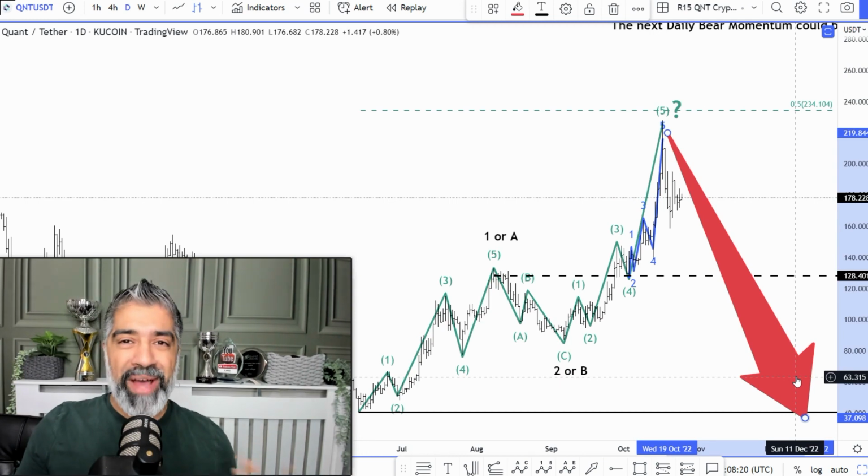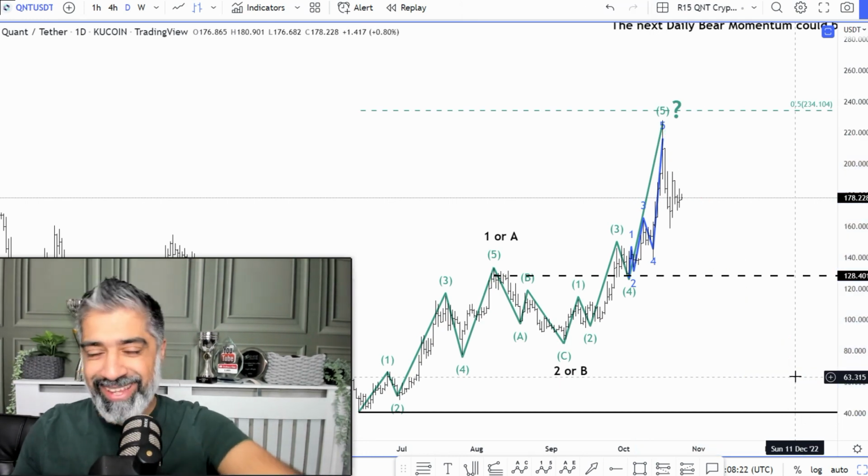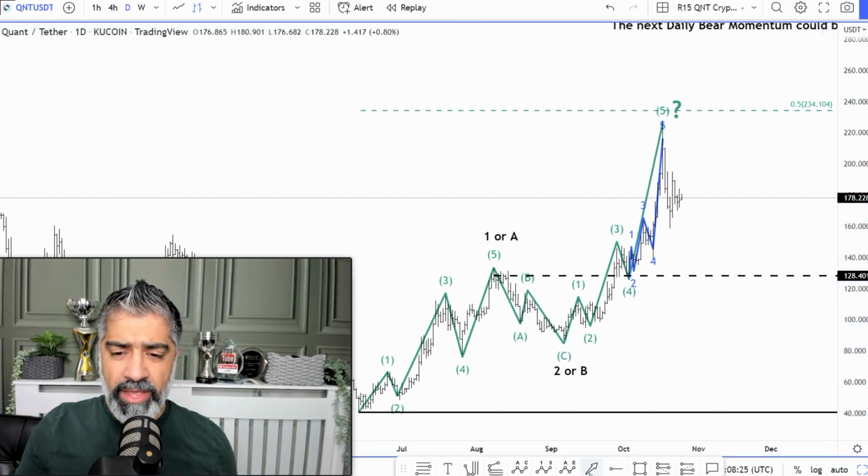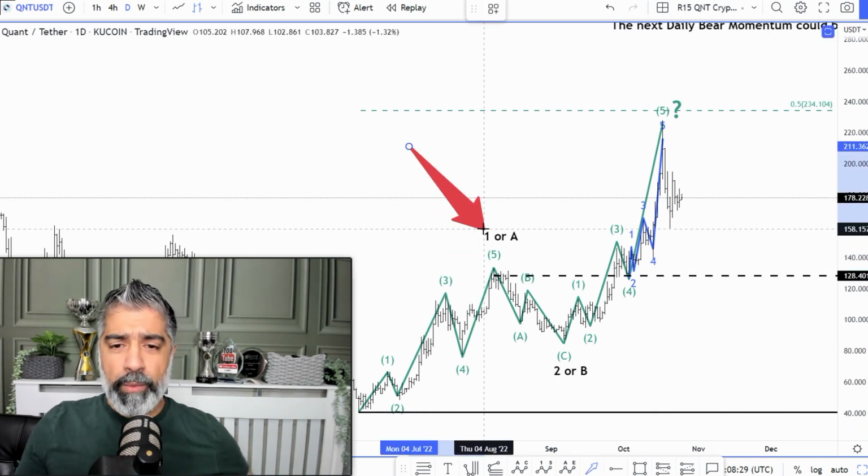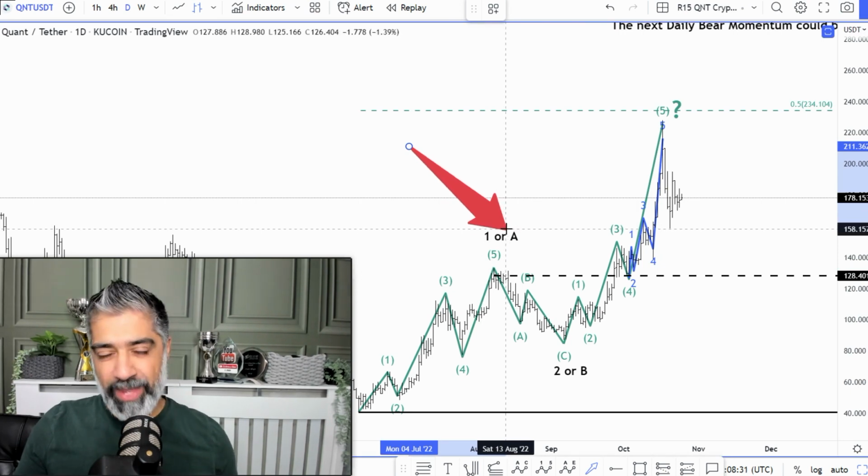So there's something called a pattern reversal signal. And the key one is this point over here. What we're calling a wave 1 or A. Now we're calling it a wave 1 or A because it hasn't been confirmed yet.